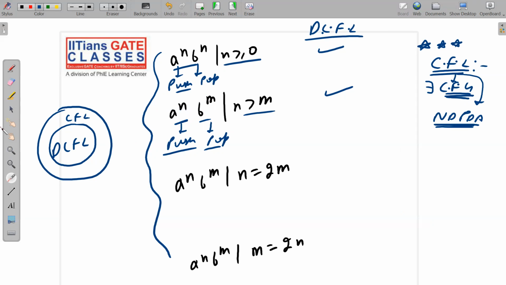And there is no confusion in push pop. That means the language will be DCFL. Now see here, A power n, B power m, n is equal to 2m. Again here it will be DCFL.